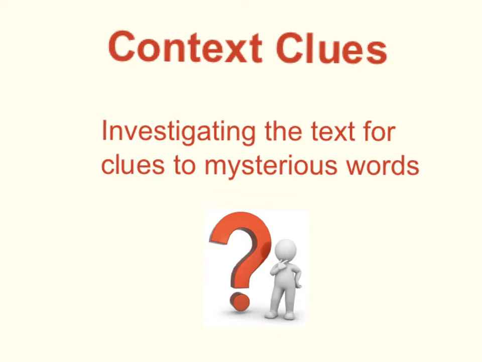Now this is when we find ourselves investigating through the text for clues to help us with mysterious words we don't know the meaning for exactly. And these context clues are clues that we can use that are found in the words that are surrounding our unknown word. So let's take a look at a few of the types of clues that we can look for when trying to determine the meaning of an unknown word.